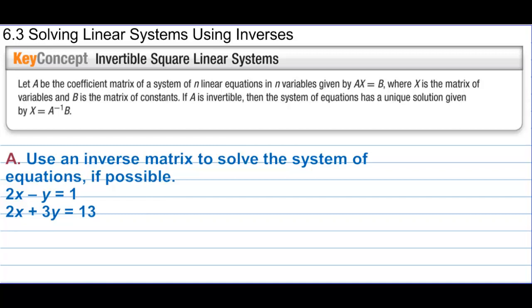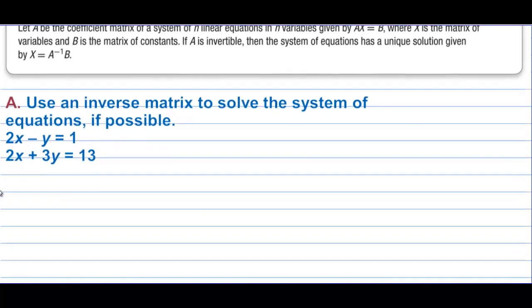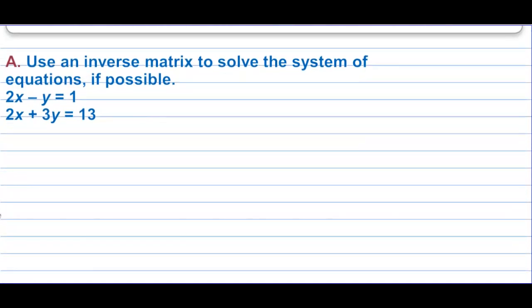Solving linear systems using inverses. Invertible square linear systems. Let A be the coefficient matrix of a system of n linear equations and n variables given by AX equals B, where X is the matrix of variables and B is the matrix of constants. If A is invertible, then the system of equations has a unique solution given by X equals A inverse times B.